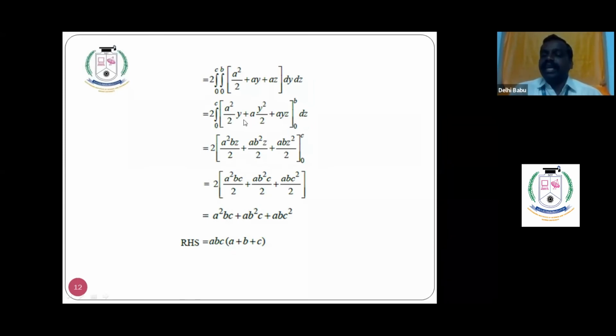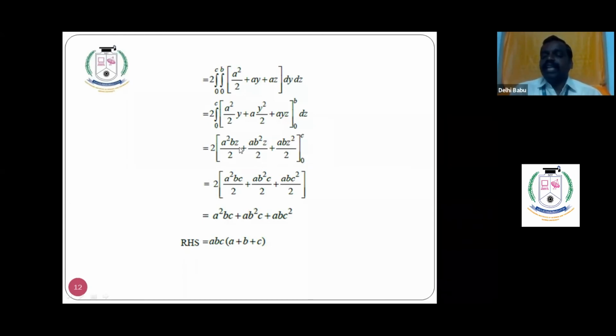So integrate directly with respect to z. So 2 into a²b/2 is constant, so we have only the integral of dz, which is z. Plus ab²/2 is constant, so again the integral of dz is z. Plus abz dz: ab is constant, and the integration of z dz is z²/2, between the limits z = 0 to c. That's here.